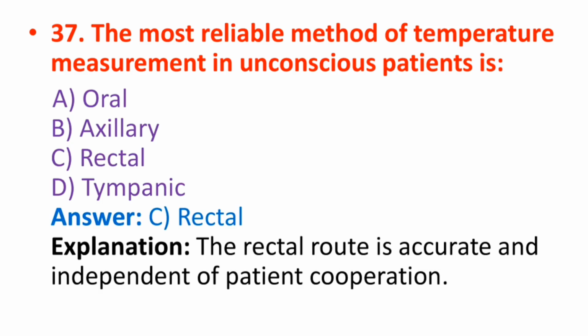The most reliable method of temperature measurement in an unconscious patient is option A oral, option B axillary, option C rectal, option D tympanic. The correct answer is option C rectal. The rectal route is accurate and independent of patient cooperation. The most reliable method of temperature measurement in an unconscious patient is the rectal method.